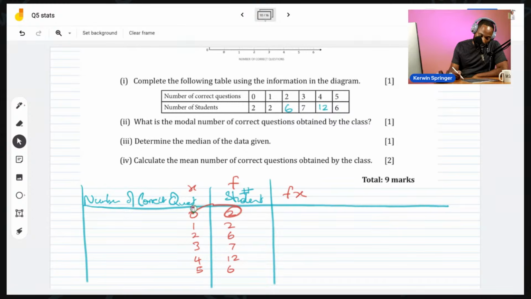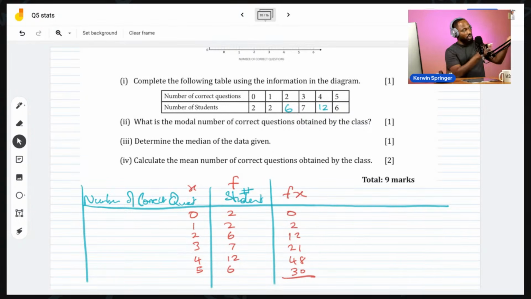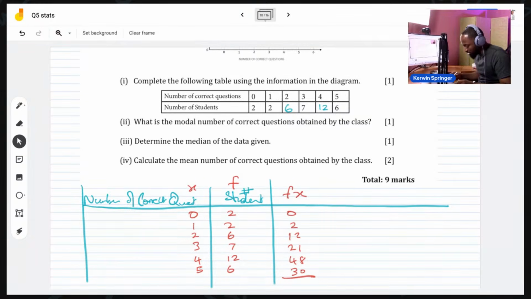So I can put 2 by 0 is 0. It has a reason for the madness. And 2 by 1 is 2. 6 by 2 is 12. 7 by 3 is 21. 4 12s are 48. 5 6s are 30. And then you add it up. So it's like you're working out all these students. Because remember, 12 students get 4, so in all, their points will add up to 48. So again, the sum of all the points.